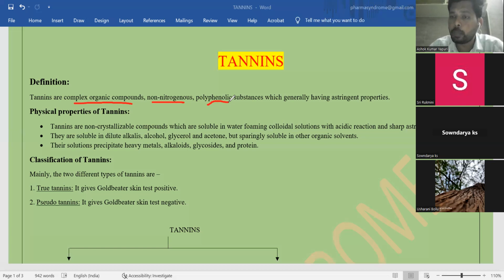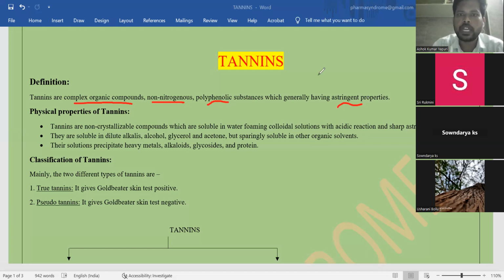So these are generally complex organic compounds. They do not contain nitrogen in their structure, and they contain a number of phenolic groups. That's why they are known as polyphenolic compounds. And generally they have astringent properties. Astringent properties are nothing but precipitation of superficial proteins.